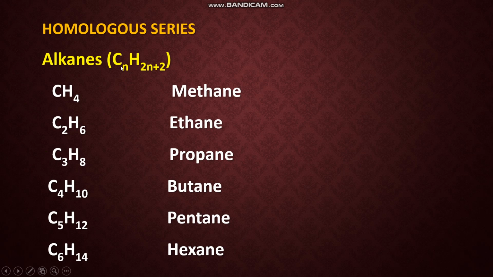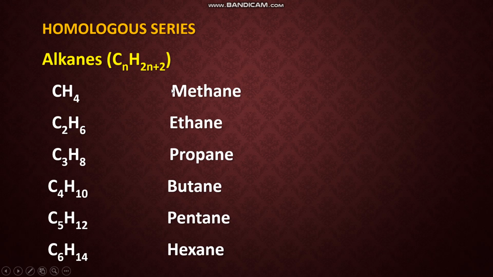Alkanes, the general formula is CnH2n plus 2. n is the number of carbon atoms. So the number of carbon atoms is n in alkane, and the number of hydrogen atoms is 2n plus 2. According to this, we have written the molecular formula of these compounds. If n is 1, C1, H2 into 1 plus 2. 2 into 1 plus 2 is 4, CH4.